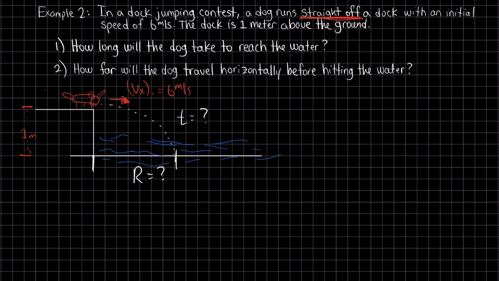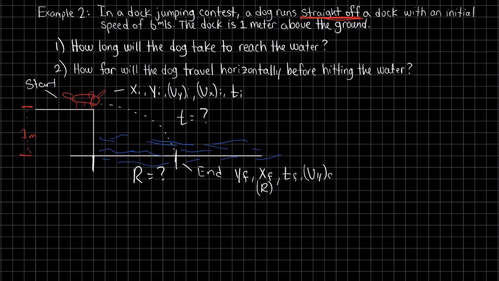So here's my starting point, and obviously the water is my ending point. At my starting point where the dog is at, this is where I'm going to find my initial horizontal position, my initial vertical position, my initial vertical velocity, my initial horizontal velocity, and my initial time. At the very end, that's where I'm going to find my final vertical position, my final horizontal position, which we also call my range, the final time, my final vertical velocity as well. So let's go ahead and identify our knowns and unknowns in this problem.